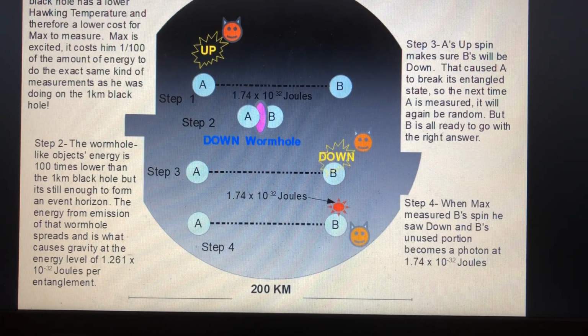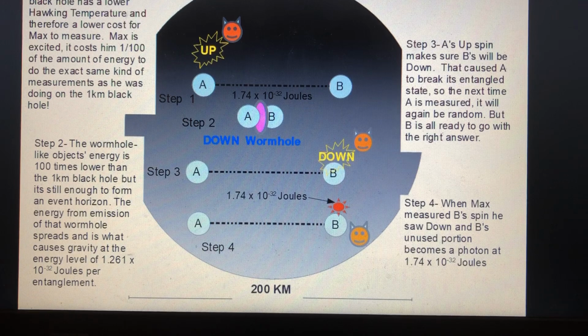Now this time Max is at a 100 kilometer radius black hole, and he wants to see how things work there. For one thing, he notices that larger black holes have a lower Hawking temperature, and therefore a lower cost for Max to measure. Max is excited. It costs him 1/100th of the amount of energy to do the exact same kind of measurement as he was doing on the 1 kilometer black hole.